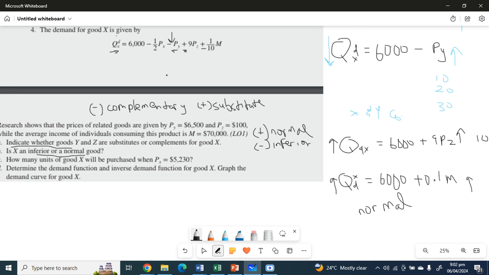So if the sign is negative before the price of another good, then they are complementary goods. If the sign is positive, that's substitute goods. And then when it comes to income, if the sign is positive, they're normal. And when it's negative, they are inferior goods.